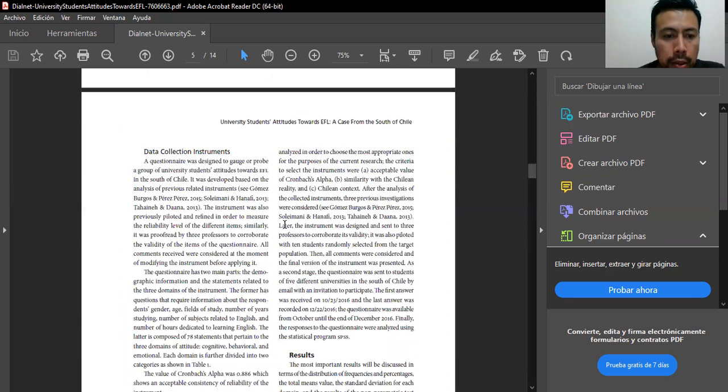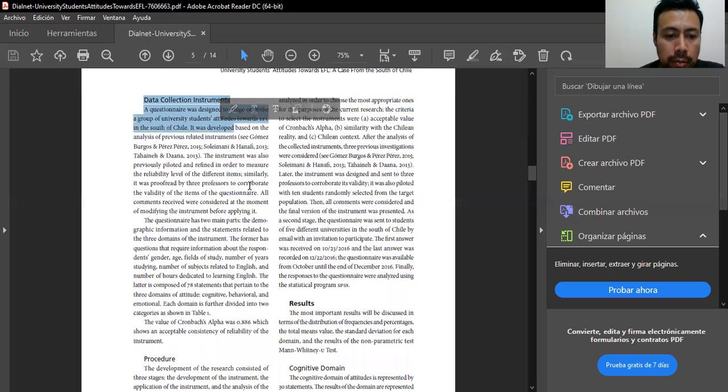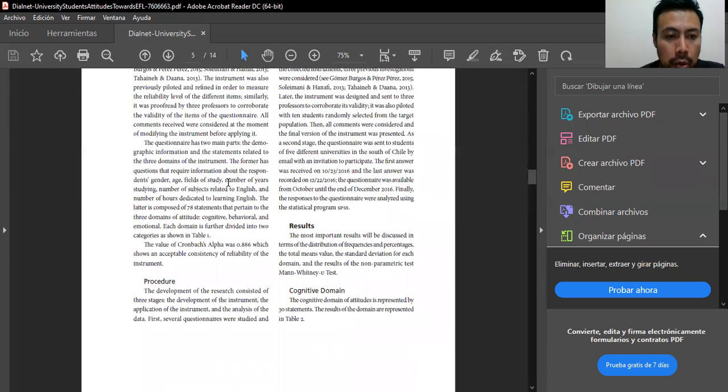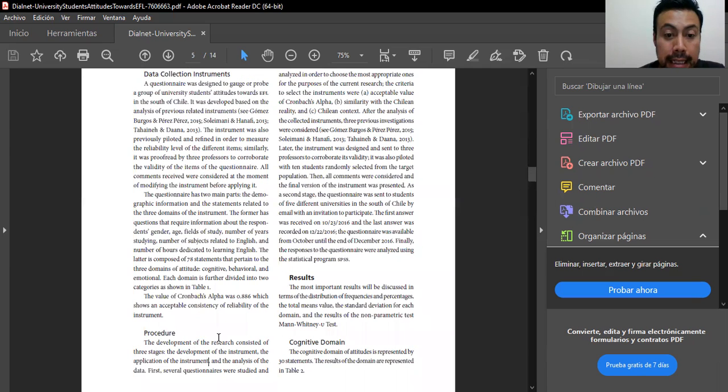And the other one is the data collection instrument. In this case, it was a questionnaire. So, as you can see, the data collection instruments, as I told you, the materials, and the other one is the procedure. The procedure is the development of the research, which consists of 3 stages in this case.